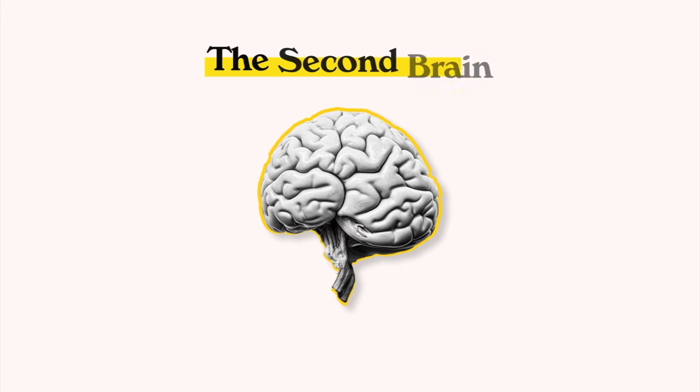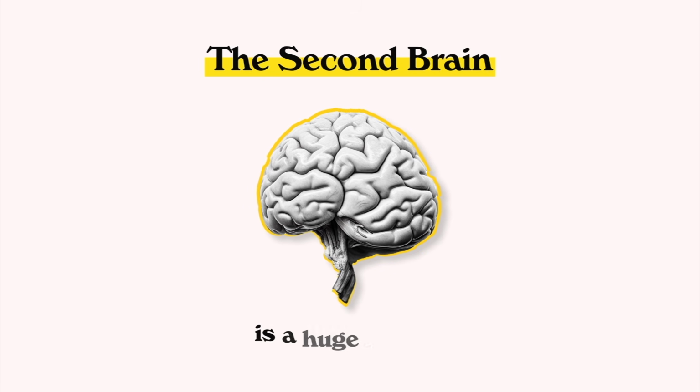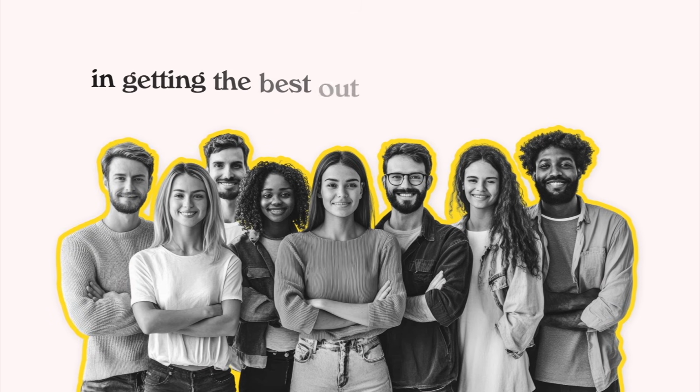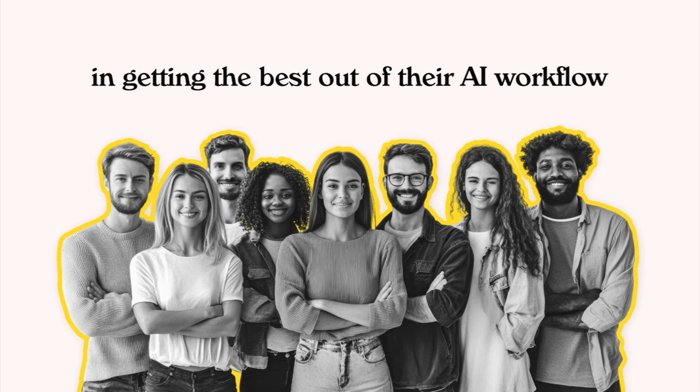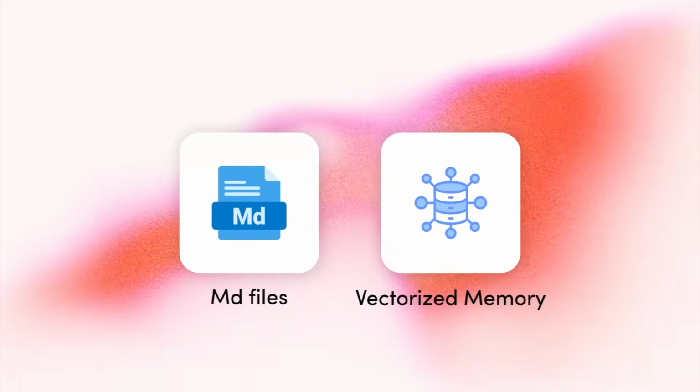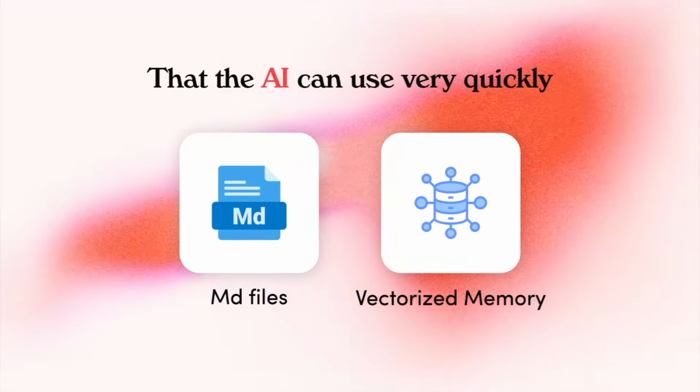So this second brain concept, in my opinion, is a huge unlock for people who are very interested in getting the best out of their AI workflow. Honestly, this kind of agentic system, in my opinion, is the future. And I actually believe that our code base will grow to have these small domain MD files or some form of vectorized memory that the AI can use very quickly. So it doesn't have to parse the entire code base every single time. It's essentially just a small compaction of context that is readily available at all times for Claude Code to use. That's the second brain concept. It's a huge unlock. You should definitely go after it.